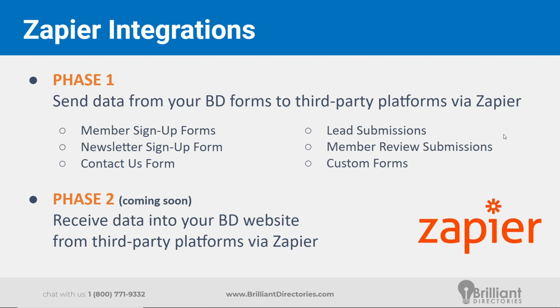In the future, phase 2, you'll actually be able to bring data in to your Brilliant Directories website from third-party platforms by way of Zapier. So right now you can send data out from your site to third-party services. In the future, you'll be able to actually bring data into your website.